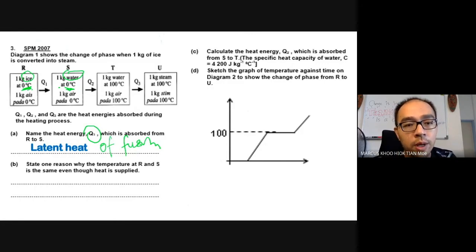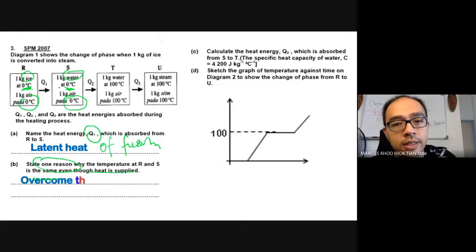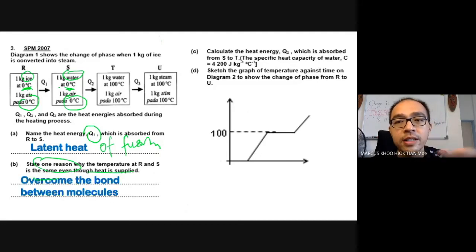Very good. State one reason why the temperature at R and S is the same. Okay, look, why is it the temperature is the same? Even though heat is supplied. Joey. I need to take off who I called and who I didn't call. Sorry, Joey? Heat is absorbed to break down the bonds between ice molecules. Very good. Okay, such an excellent answer. Heat is absorbed to break up the bonds between the ice molecules.